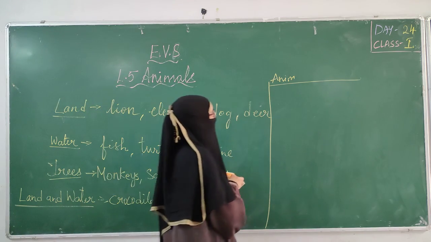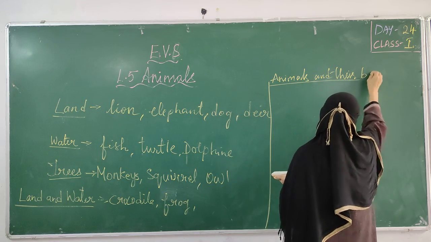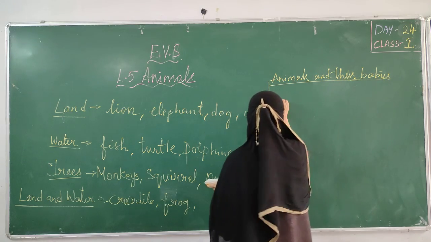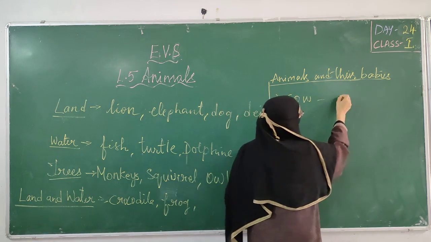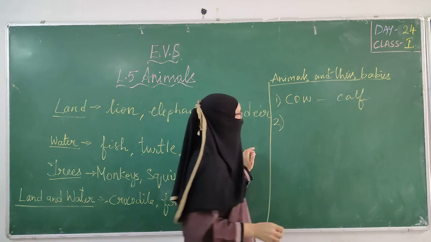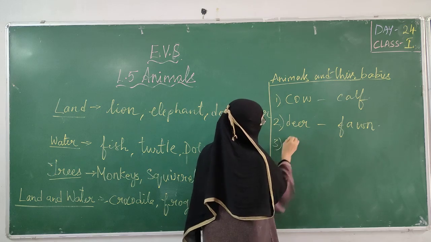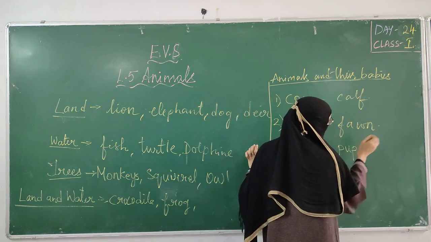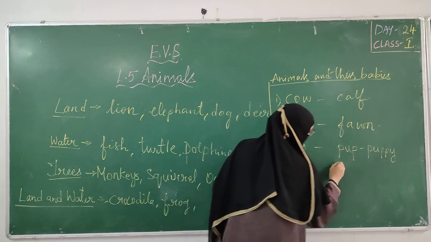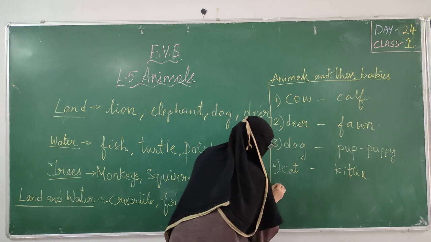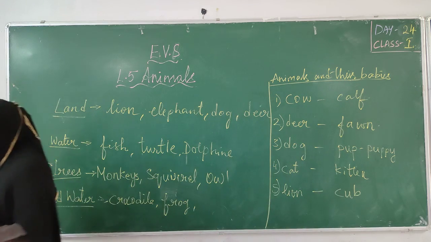But here we are going to study animals and their babies. Cow is an animal. The baby of a cow is called calf. The baby of a deer is called fawn. The baby of a dog is called pup, or you can also say puppy. The baby of a cat is kitten. The baby of lion and tiger is called cub. So these are a few animals and their babies.